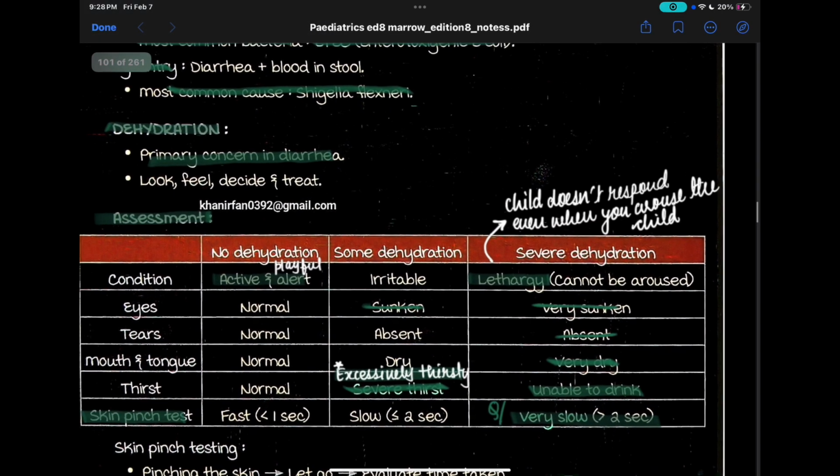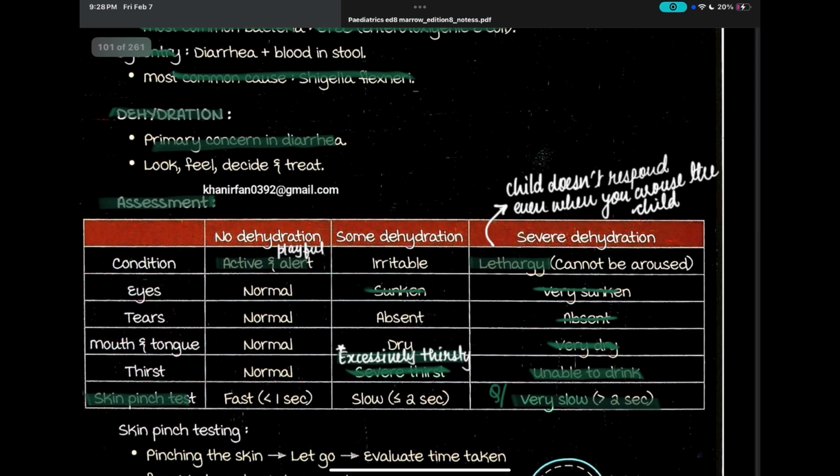Dehydration. Primary concern in diarrhea is dehydration. Look, feel, decide, and treat. Assessment of dehydration. So you assess it as no dehydration, some dehydration, and severe dehydration.